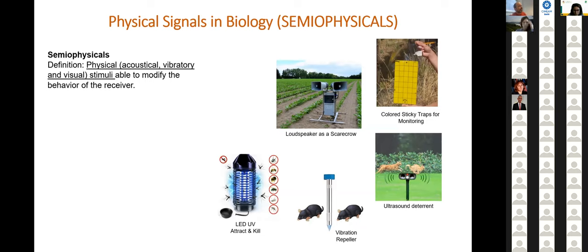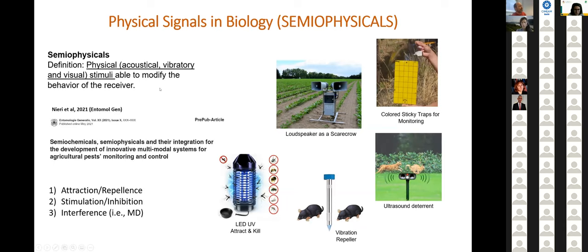Semiophysicals, basically as defined here in the left part, are physical stimuli that could be acoustic, vibrations, and also visual stimuli that can modify the behavior of the receiver as well as chemicals can do. And here there are some examples that probably most of you already know, like for instance, the use of sticky traps or traps for mosquitoes or other applications that are based on physicals. Among these, however, there are also vibrations, in particular vibrational signals. And the role of all these semiophysicals can be divided in three categories, that is attraction or repellence, stimulation or inhibition, and interference. And interference in this class includes mating disruption.